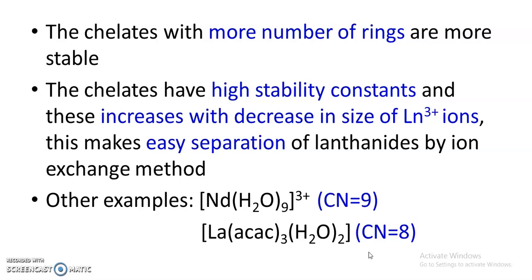Now lanthanide ions show sharp absorption spectra, which is useful for qualitative and quantitative estimation of lanthanides, and lanthanide ions have less tendency to form complexes, and especially they form fairly stable complexes with chelating ligands, and the more the number of rings, the more is the stability of chelates. Okay, so these are some highlighting points about this video.